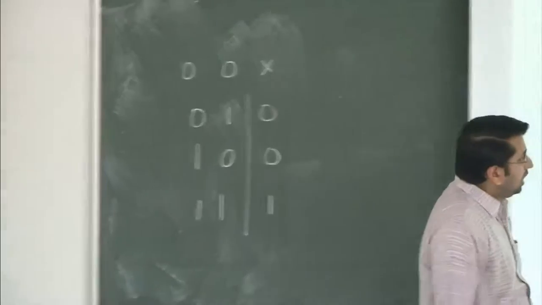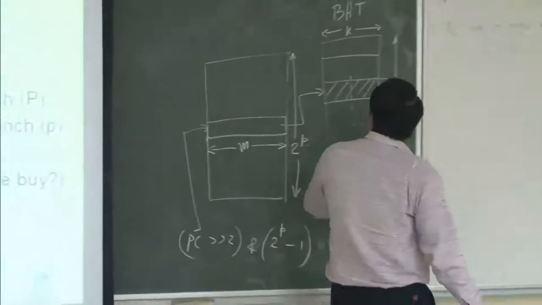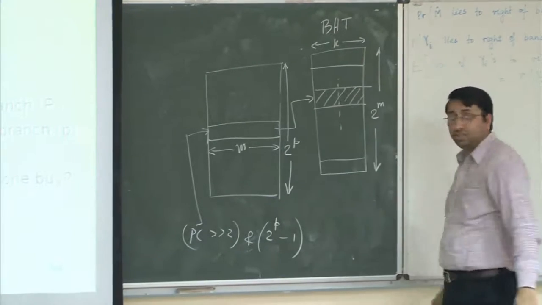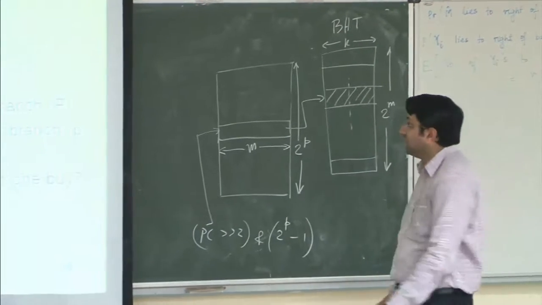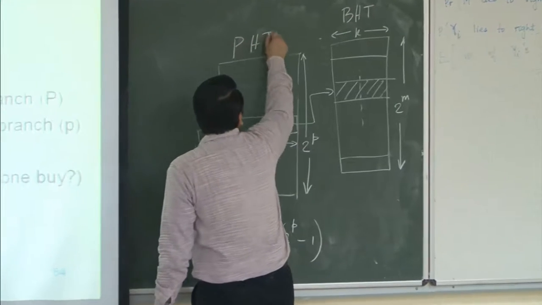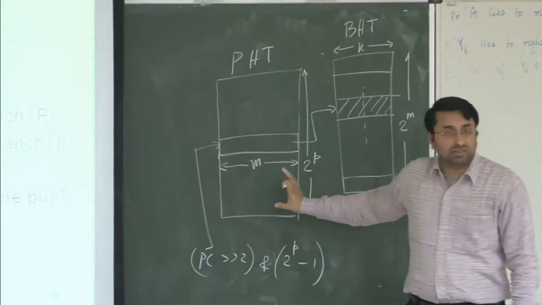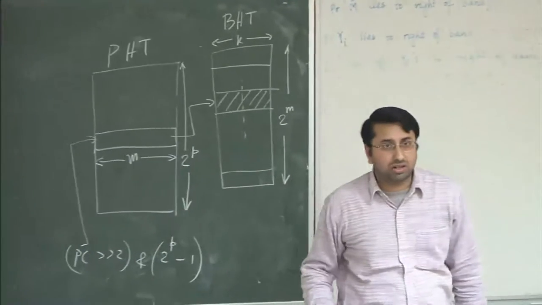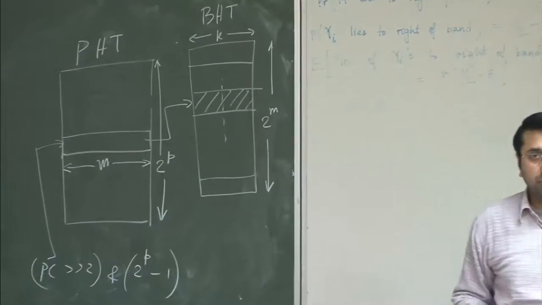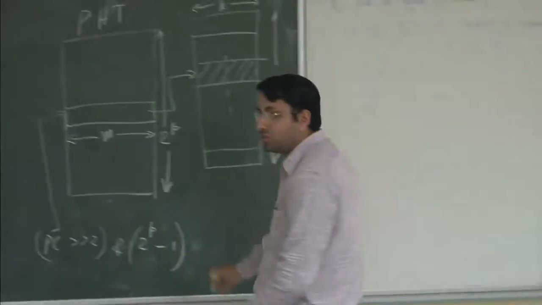So this requires two levels of table. These are the levels of table. The second level table is the branch history table, as we just mentioned. And this one is called the pattern history table. This table may have even just one entry. That's also fine. That's still called a pattern history table. For example, if we have just a global history register, that will still be the pattern history table, but having just one entry.